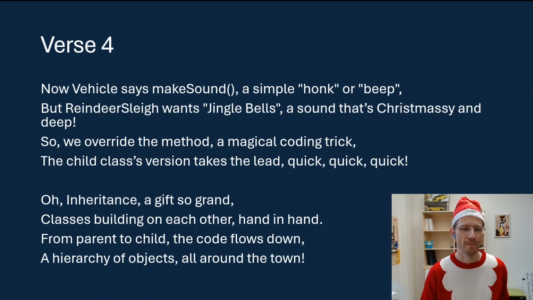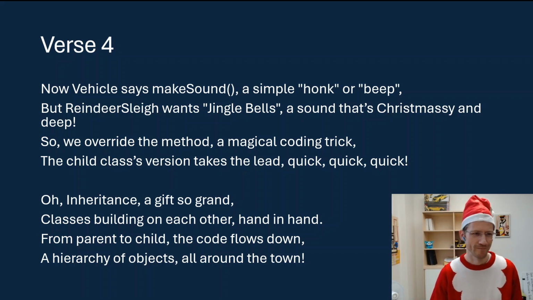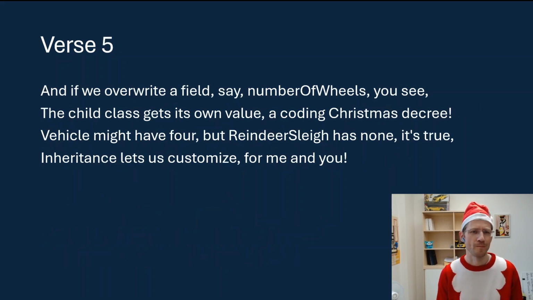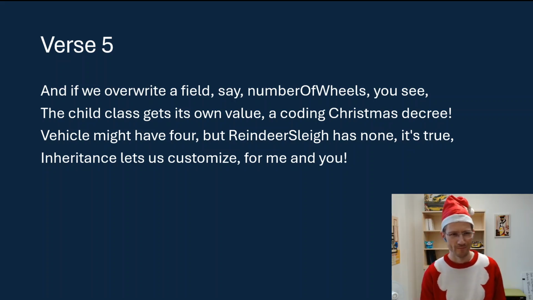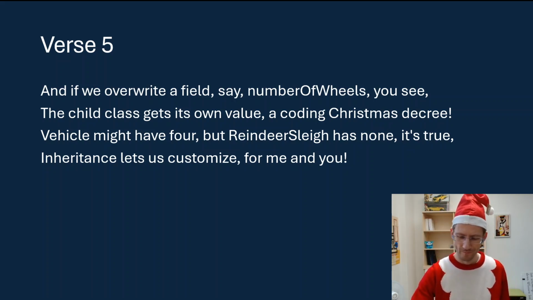And if we override a field, say number of wheels, you see, the child class gets its own value, a coding Christmas decree. Vehicle might have 4, but reindeer sleigh has none, it's true. Inheritance lets us customize for me and you.